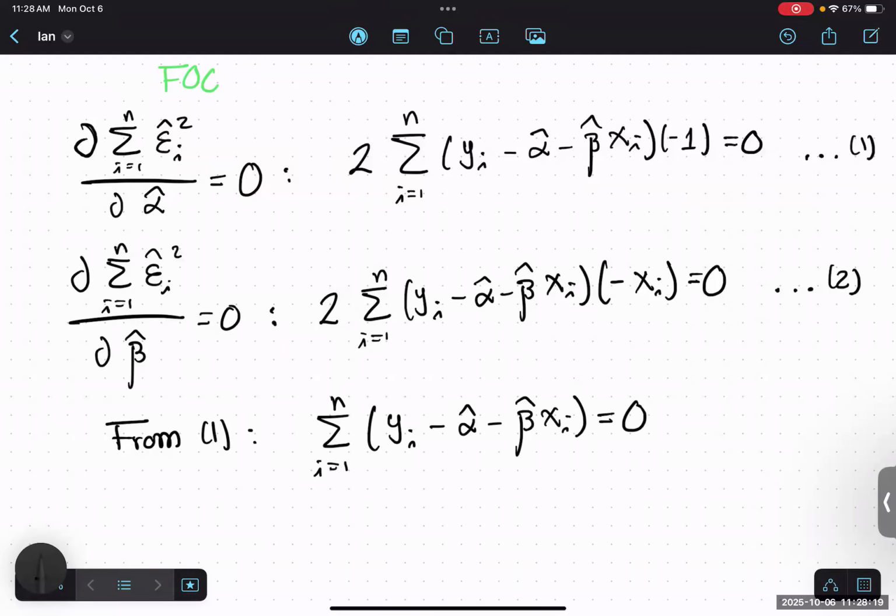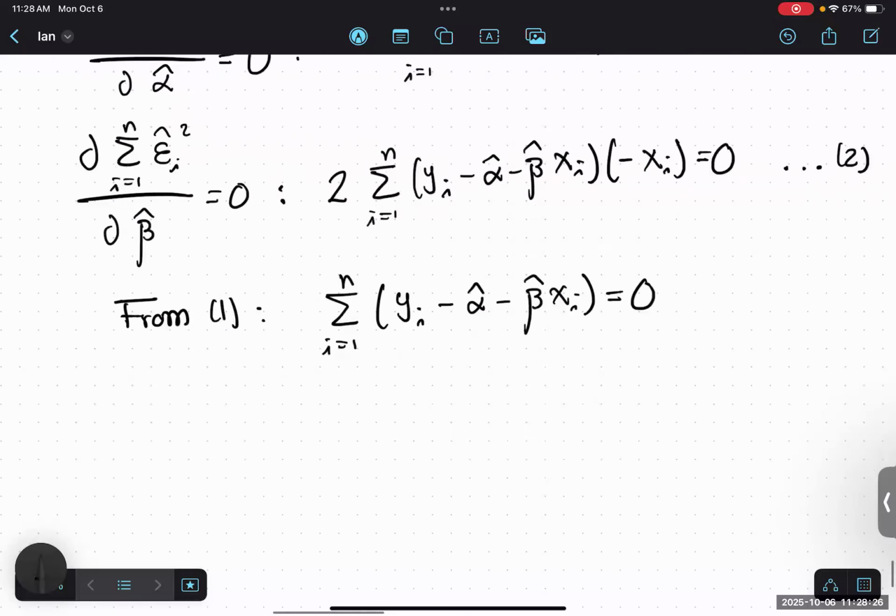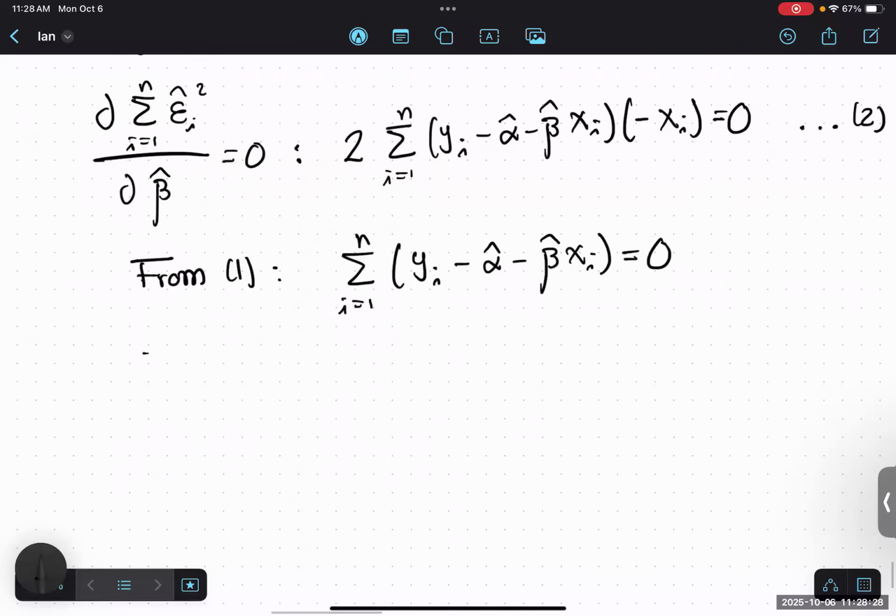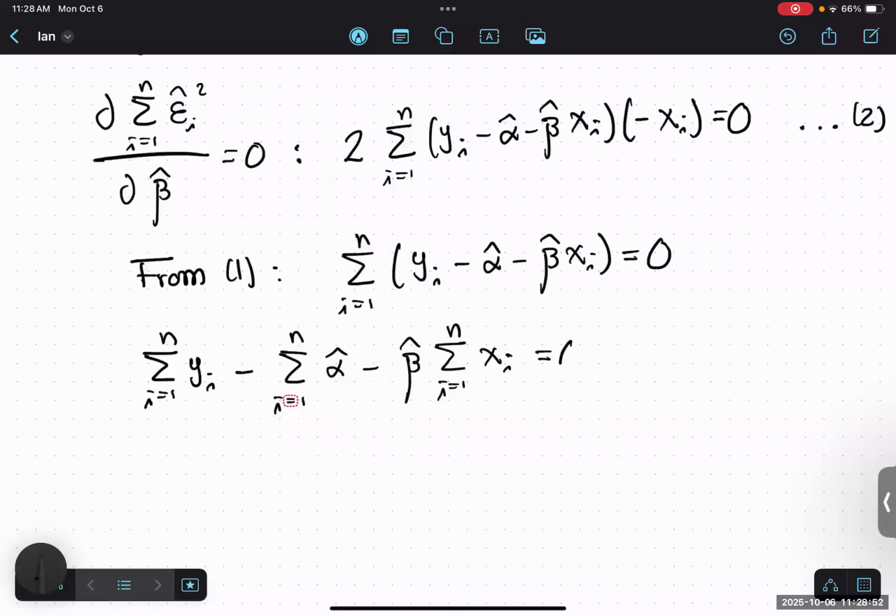And you know that the summation is also a linear operator, just as the expectation, which means that we can re-express this as the sum from 1 to n of all the yi's minus the sum from 1 to n of all the alpha hats minus beta hat times the sum from 1 to n of all the xi's equal to 0.